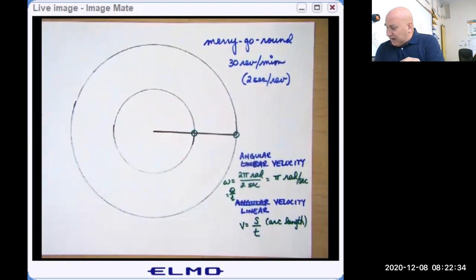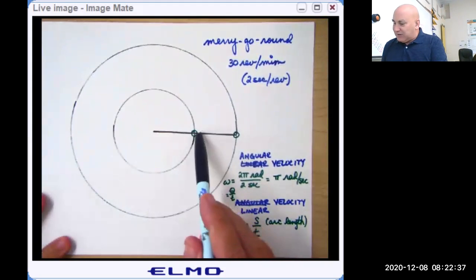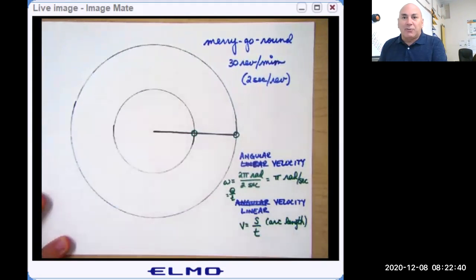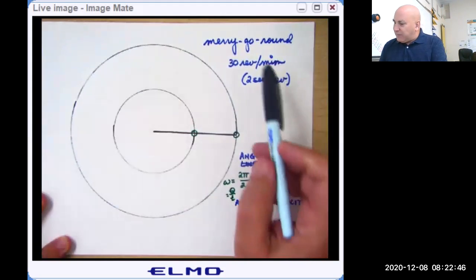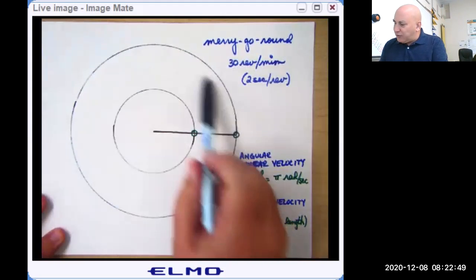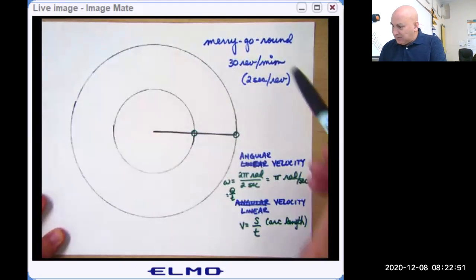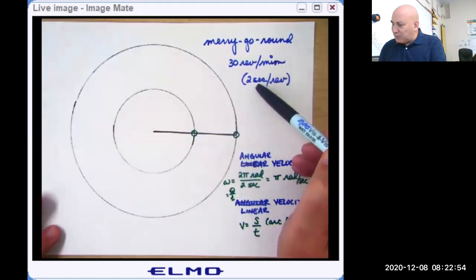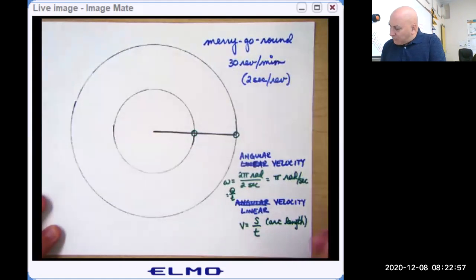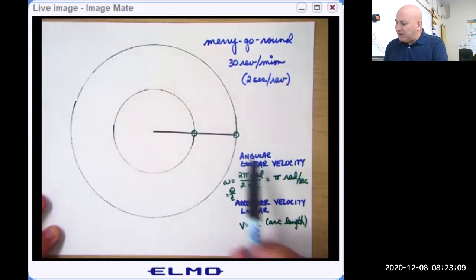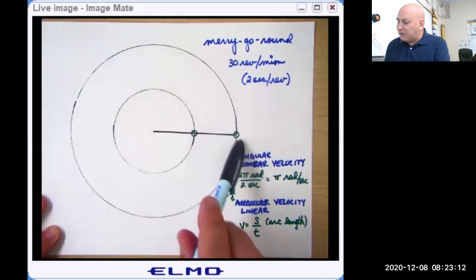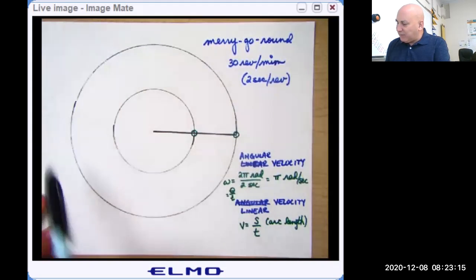Right, now there is such a thing as angular velocity. Angular velocity is how much angle you go through per unit time, degrees per second or radians per second or something like that. If a merry-go-round is going around 30 revolutions per minute, that's 2 seconds per revolution. So our angular velocity goes 2 pi radians, which is 1 revolution, in 2 seconds. That is pi radians per second, which is equivalent to 180 degrees. So it's going around half a time every second.